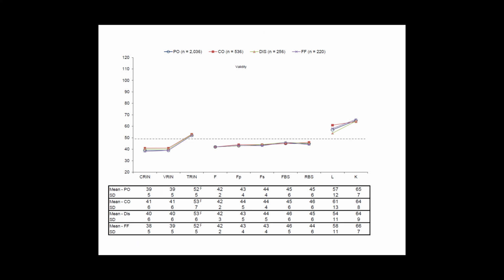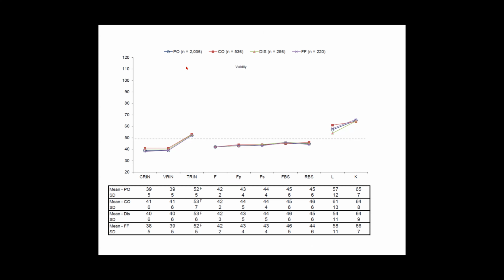Now what I'm going to show you on the next set of slides is all 4 of our pre-employment public safety comparison groups. So the police officers that we just looked at, correctional officers, a sample of 536, 256 dispatchers, and 220 firefighters. Again, all of these are combined gender, so equal number of individuals identifying as men and women in each of these comparison groups.